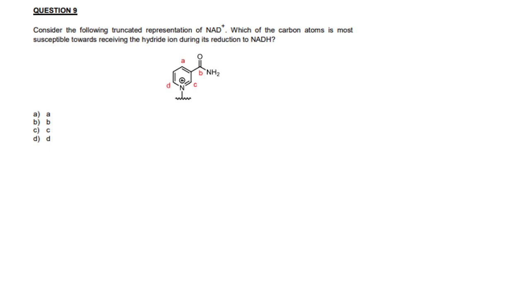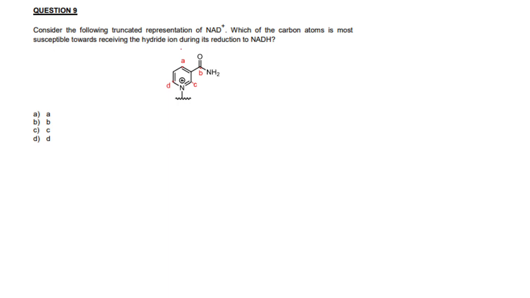So next question we have: consider the following truncated representation of NAD plus. Which of the following atoms is most susceptible towards receiving the hydride ion during the reduction of NADH? Which of the carbon atoms is most susceptible to receive the hydride ion? This is A, this is B, this is C, this is D.